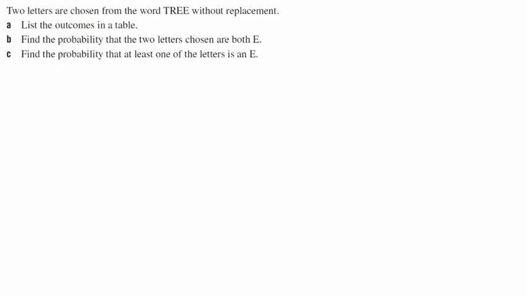In this example, we're going to find the sample space for events without replacement. So we're told that 2 letters are chosen from the word tree, T-R-E-E, without replacement. To begin, we're going to list the outcomes in a table. The table is going to have 4 columns, T, R, E, and E.